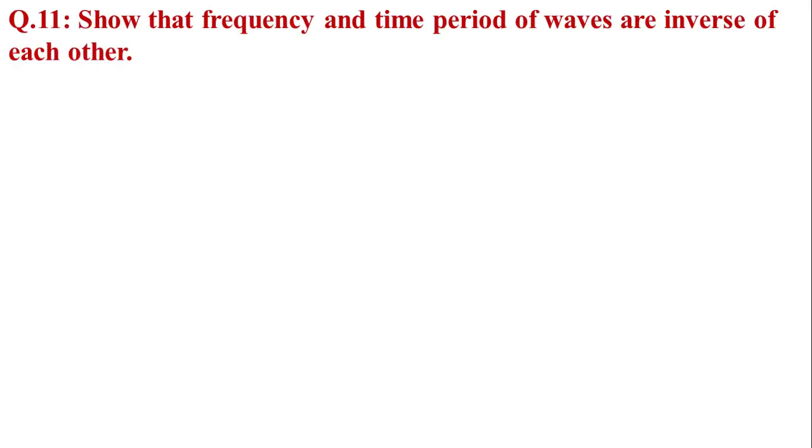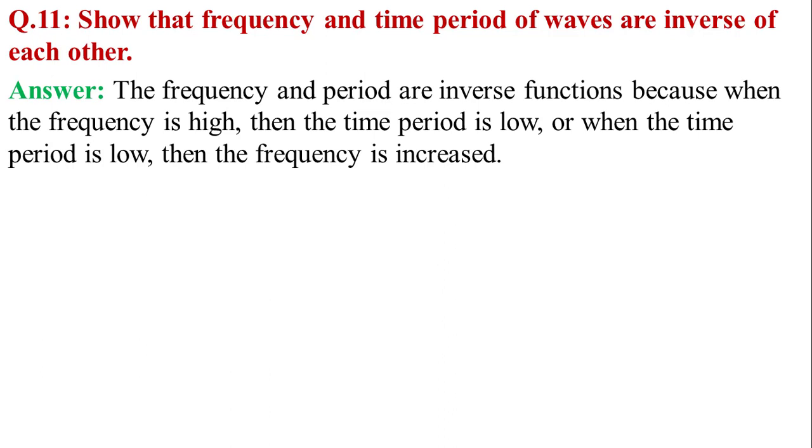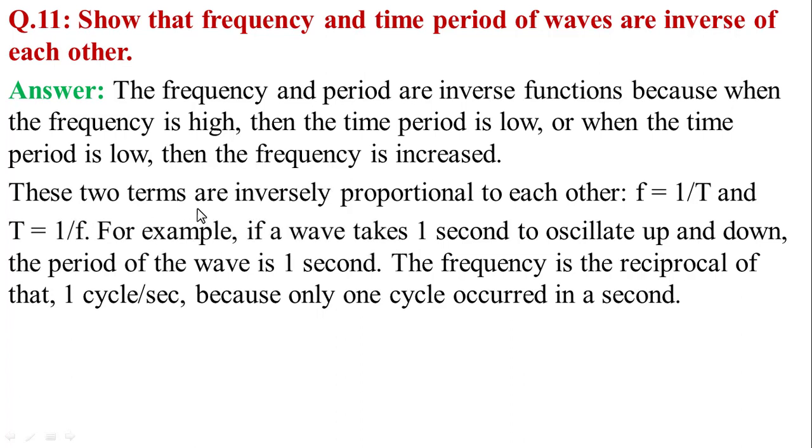In question number 11, show that frequency and time period of the wave are inverse of each other, or in other words, frequency and time period are reciprocal to each other. So first of all, frequency and period are inverse functions. When the frequency is high, then the time period is low, or when the time period is low, then the frequency is increased. So these two terms are inversely proportional to each other, or simply we can say that these are reciprocal to each other. We write that frequency f is equal to 1 upon T and T is equal to 1 upon f. This relation shows that both are reciprocal to each other.